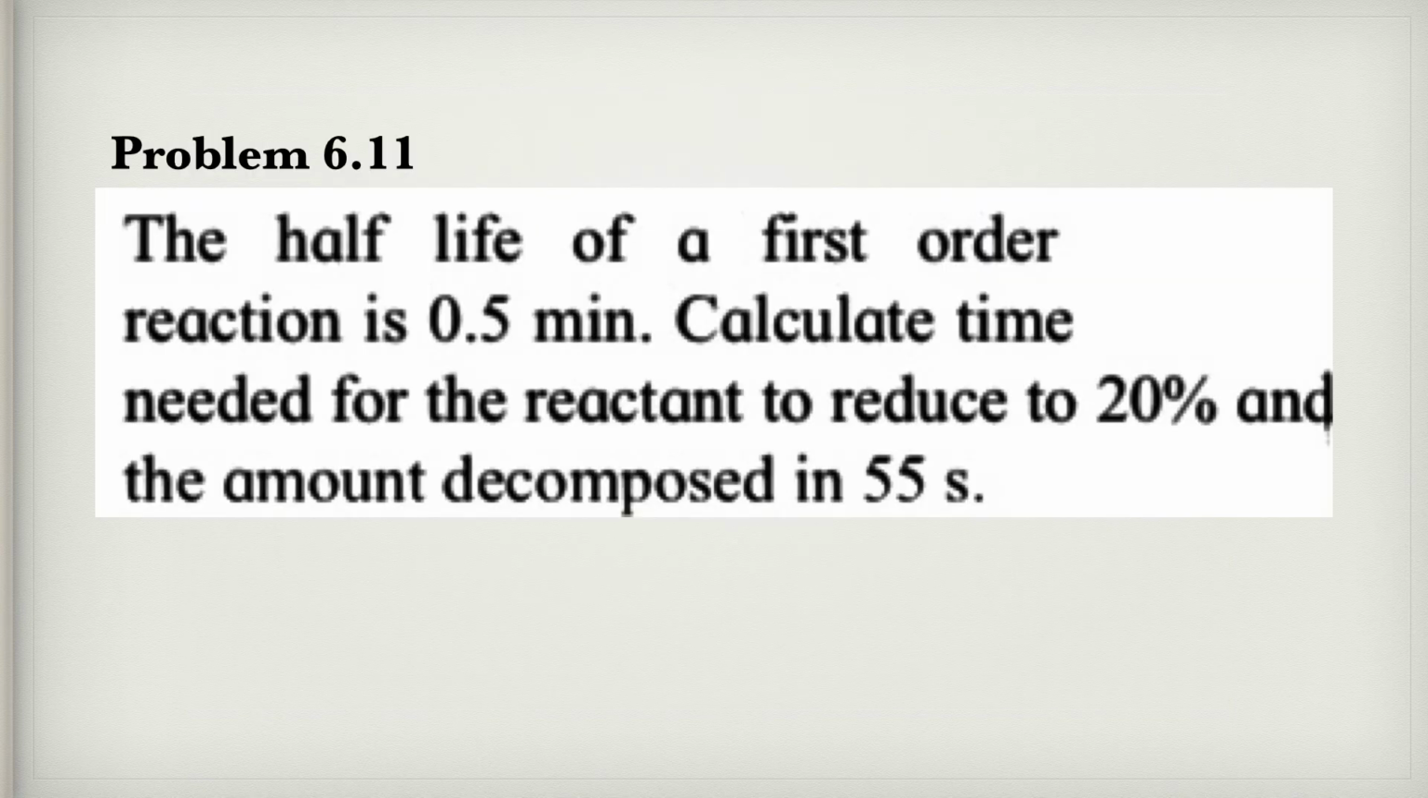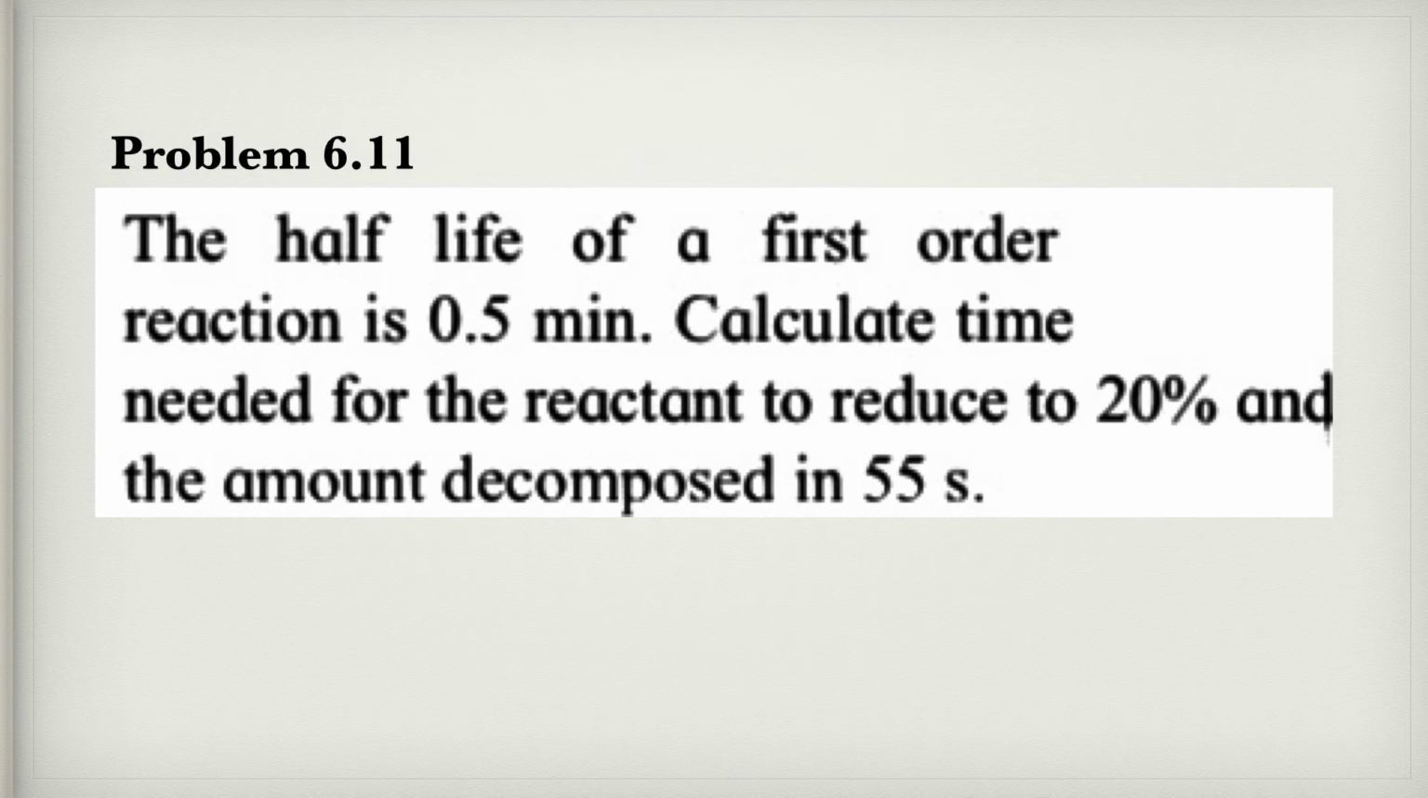Okay. Next problem. The half-life of a first order reaction is 0.5 minute. Calculate the time needed for the reactant to reduce to 20% and the amount decomposed in 55 seconds. Over here again this is a first order reaction. The T half is given, and from that we can easily find out the value of the rate constant. Now that can be used in the second equation as K is equal to 2.303 upon T log to the base 10 initial concentration upon final concentration.